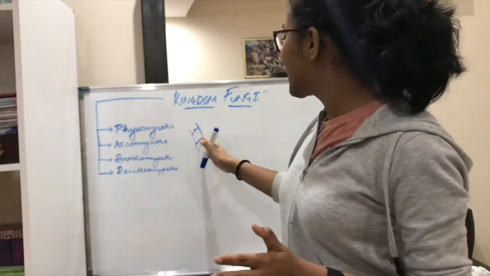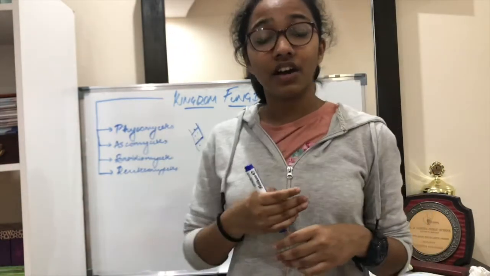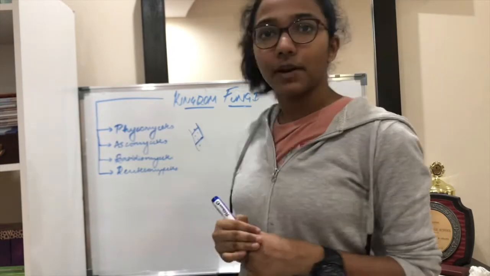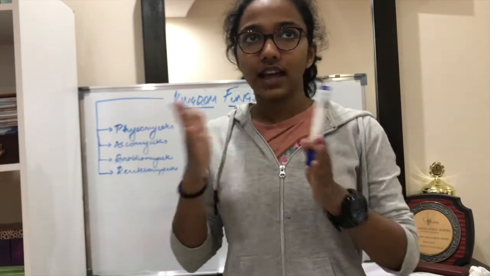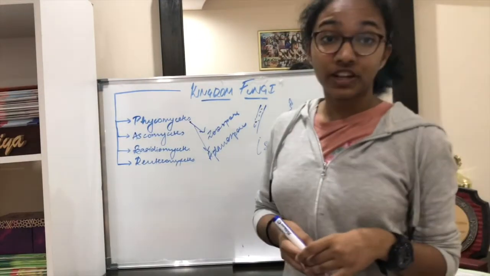Okay, which makes them septate and branched, and Phycomycetes are unbranched and non-septate. Alright, that's it about the classification basis of Ascomycetes. Now let's come to reproduction.